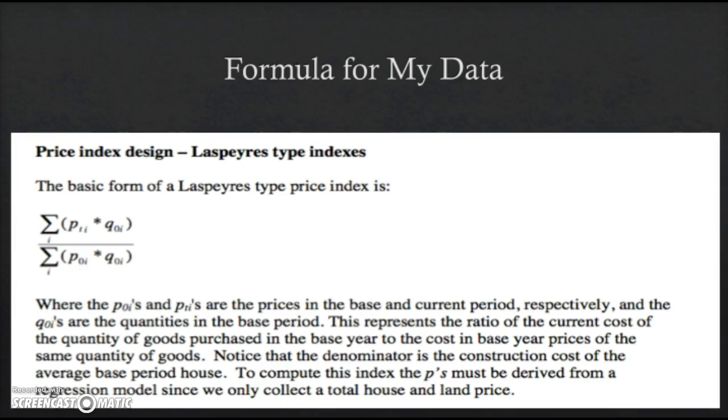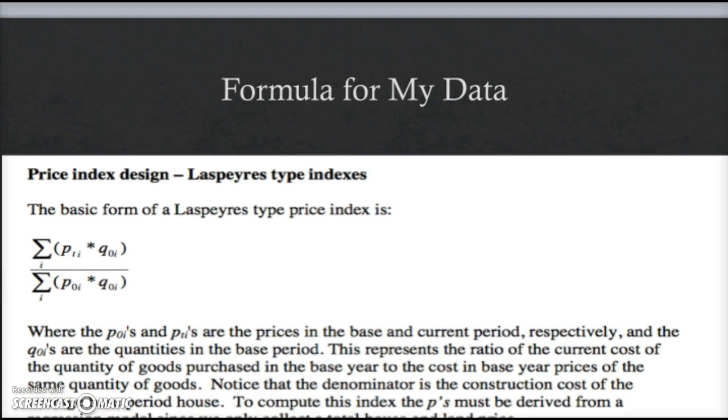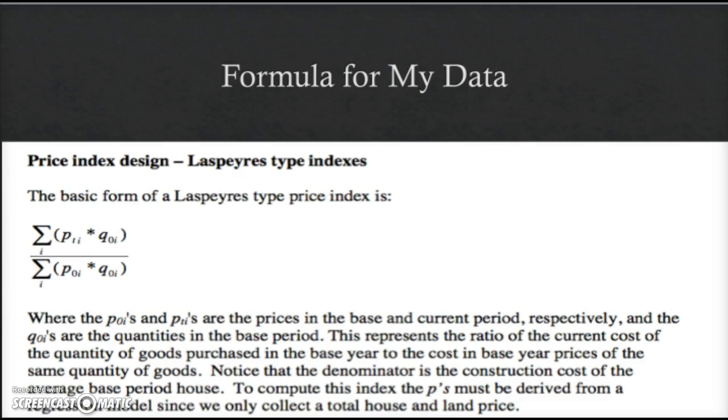Here is the formula for my price indexes, and it looks pretty sophisticated, but it actually is not too bad. So the equation there is how we get the price index numbers, and the index is a ratio of the cost of quantity of goods purchased to the cost in the base year price of the same quantity of goods. So it's a little complicated, but once you see the graphs and the numbers, you will realize that it's fairly simple.